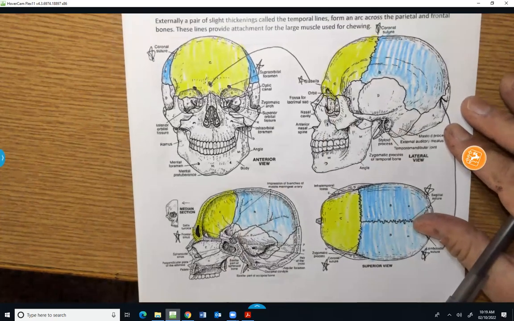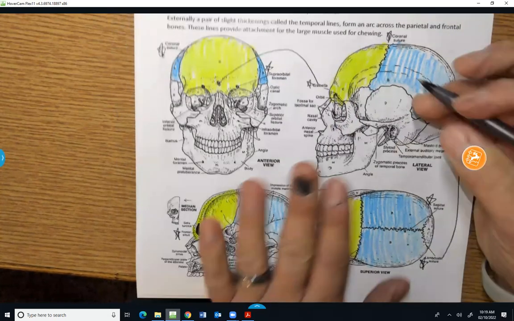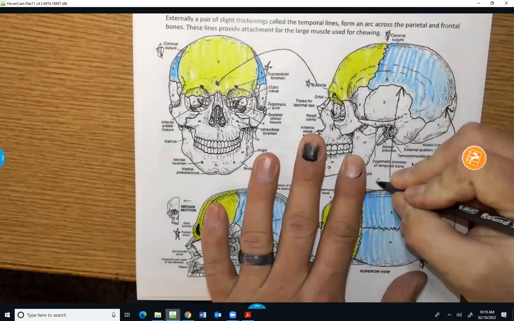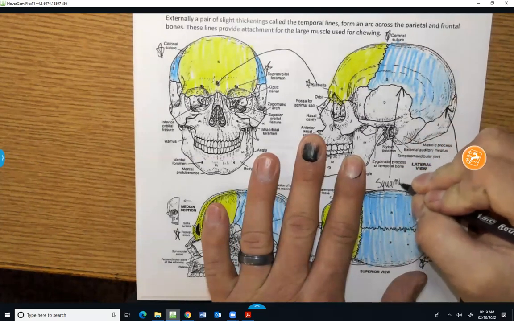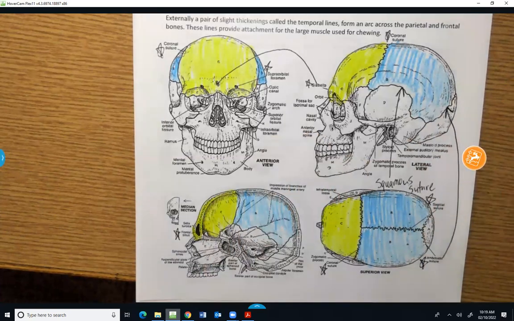And then our final suture, also not labeled, so I will draw an arrow to it right here, is the squamous or squamosal suture. And that's what separates the parietals from this bone, letter D, which is your temporal.